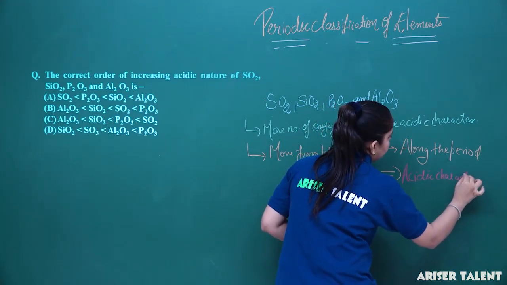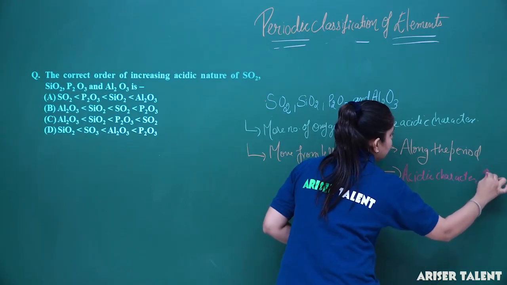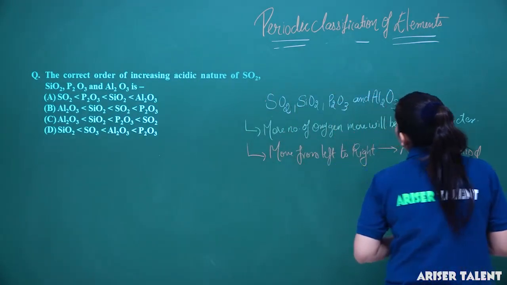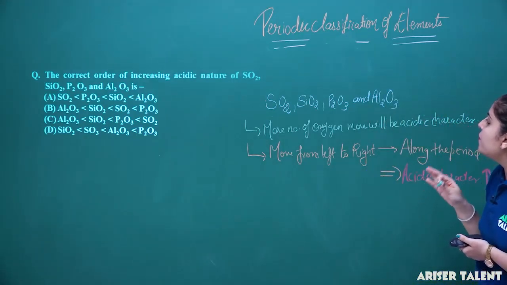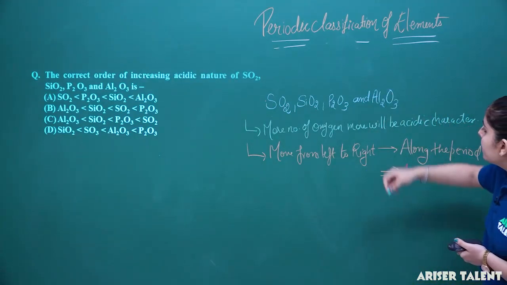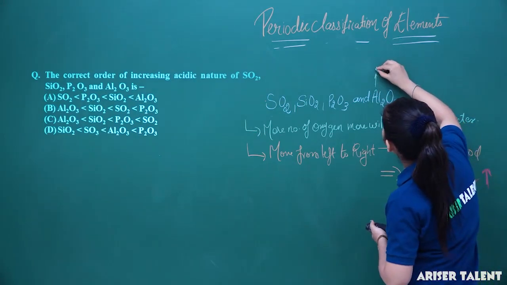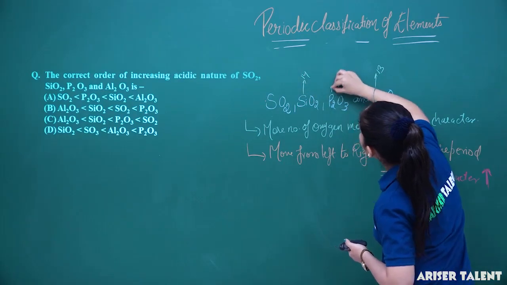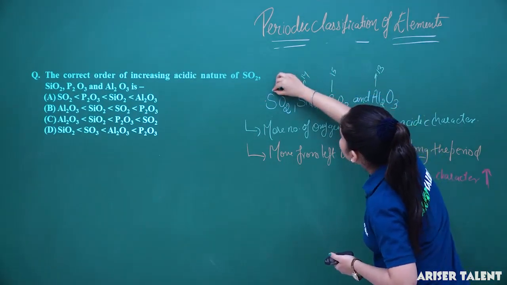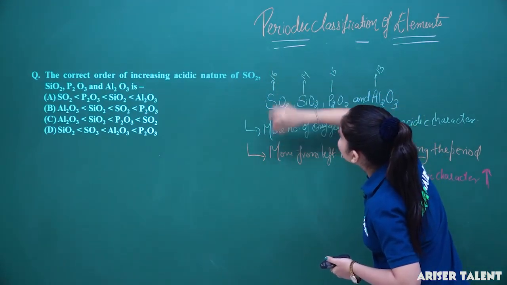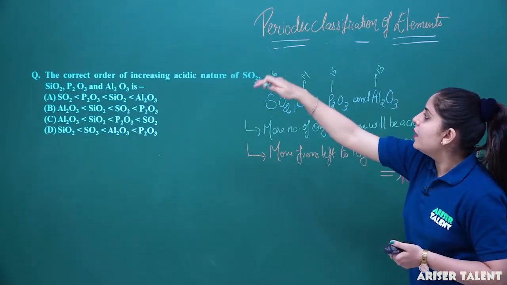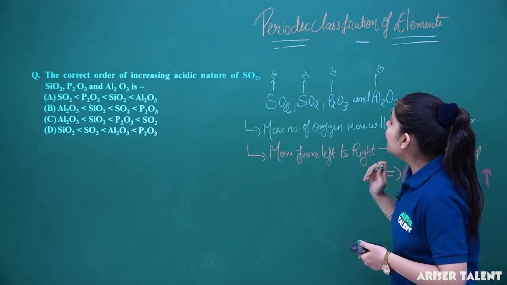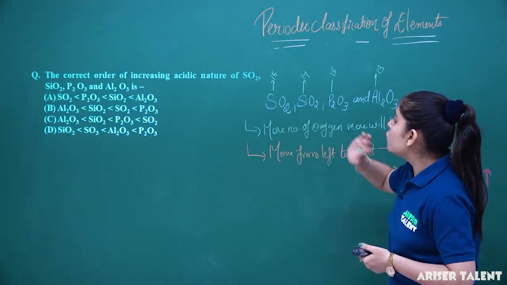Acidic character increases. Now you can see that these elements, that is aluminium, silicon, phosphorus and sulfur, have atomic numbers 13, 14, 15 and 16 respectively. So it increases from 13, 14, 15, 16. Among all these options, you can see that sulfur is the most acidic.